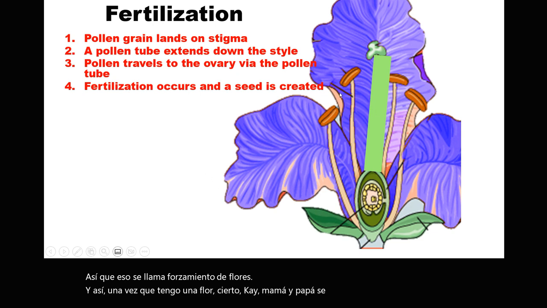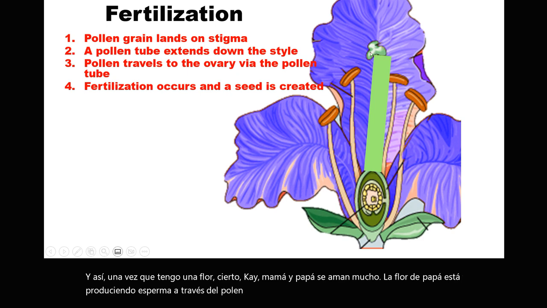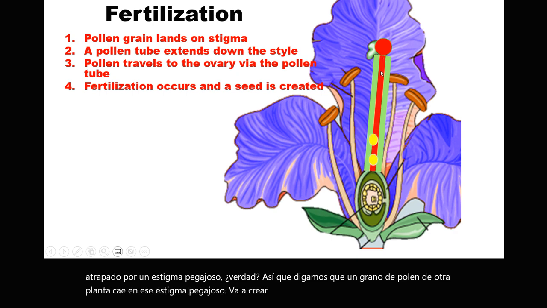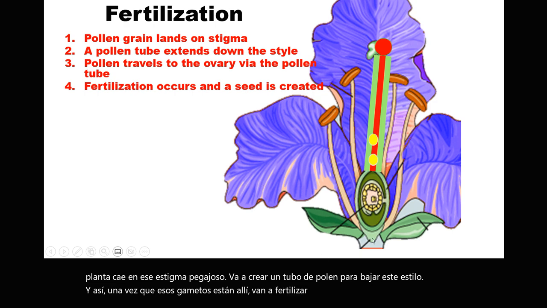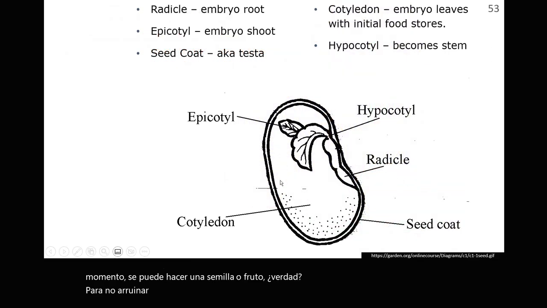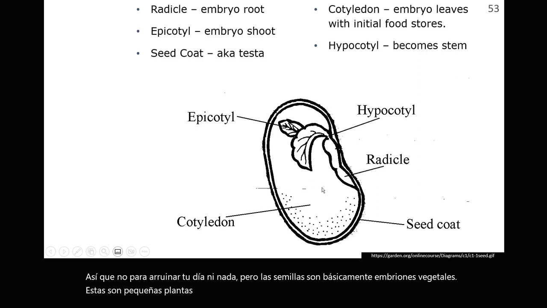The daddy flower is producing sperm via pollen on that anther. It will eventually fly around and get caught by a sticky stigma. So say a pollen grain from another plant lands on that sticky stigma. It's going to create a pollen tube to go down the style. And so once those gametes are there, they're going to fertilize the ovules that are in the ovary. And at that point, a seed or a fruit can be made. So not to ruin your day or anything, but seeds are basically plant embryos. These are little baby plants, and you eat and murder them all the time.